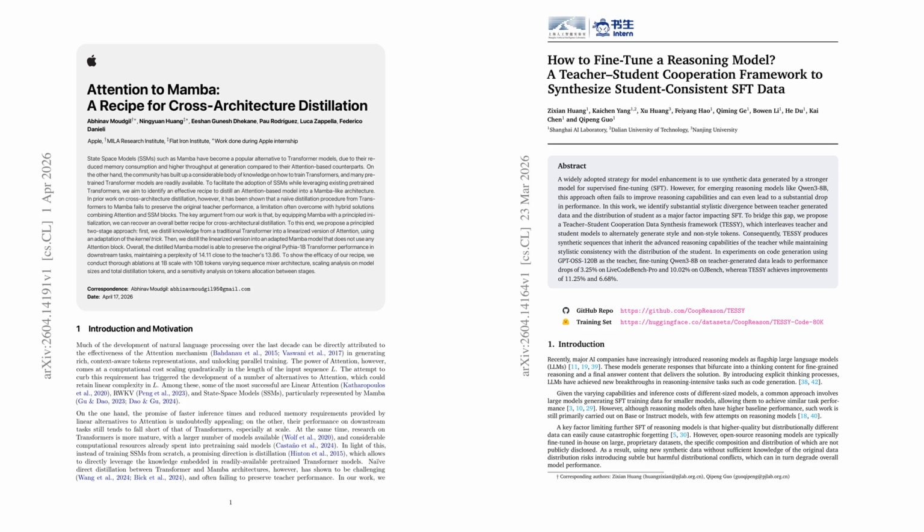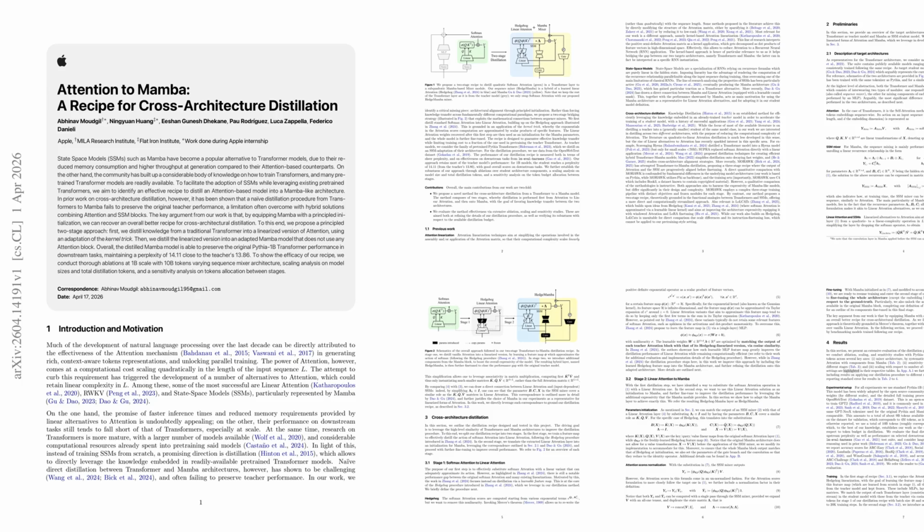Together, they point to a bigger question: how can we transfer intelligence more effectively across models and training setups? Let's explore the first paper. Attention to Mamba, a recipe for cross-architecture distillation.